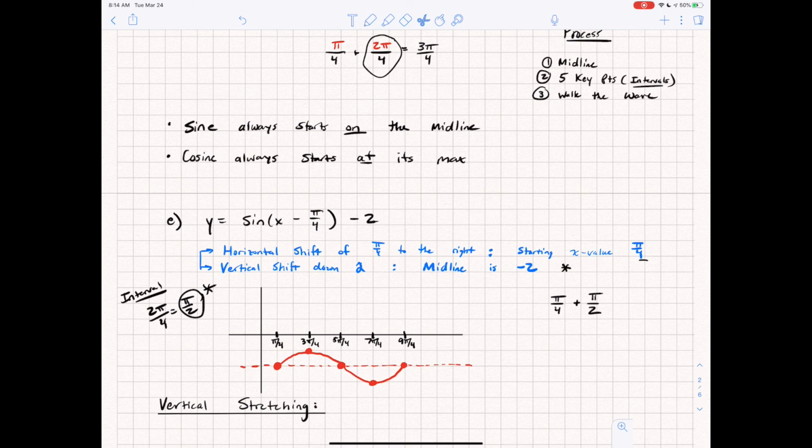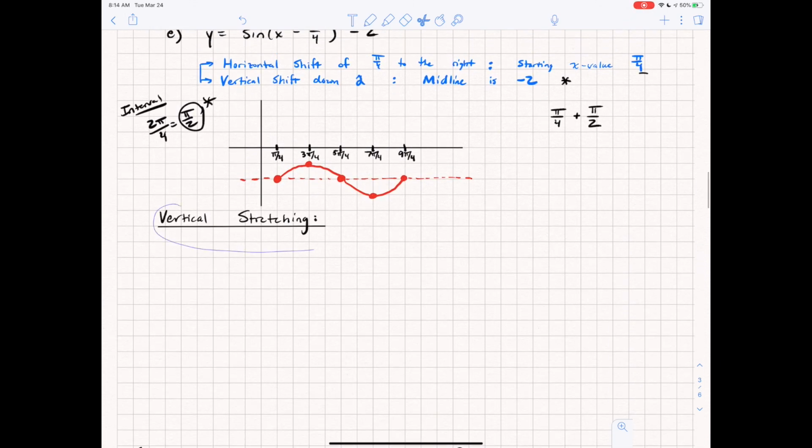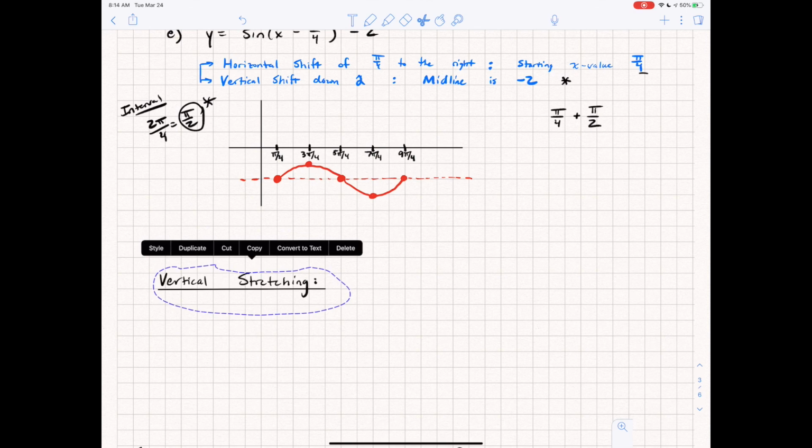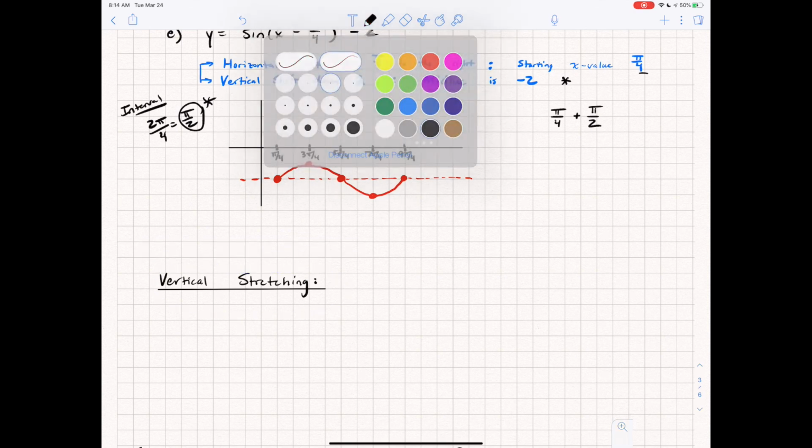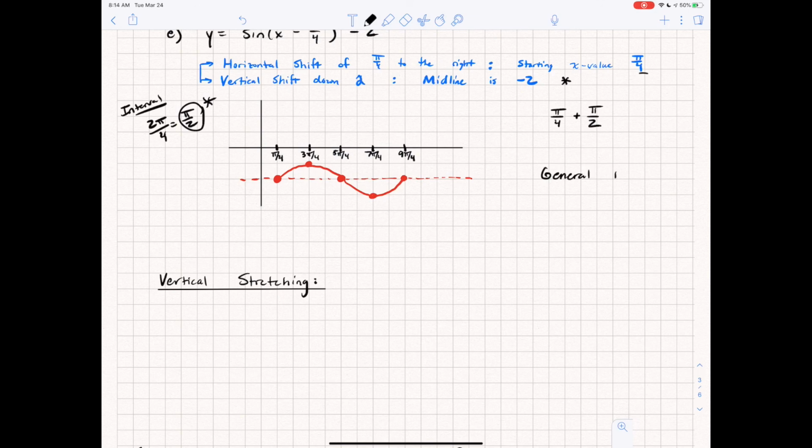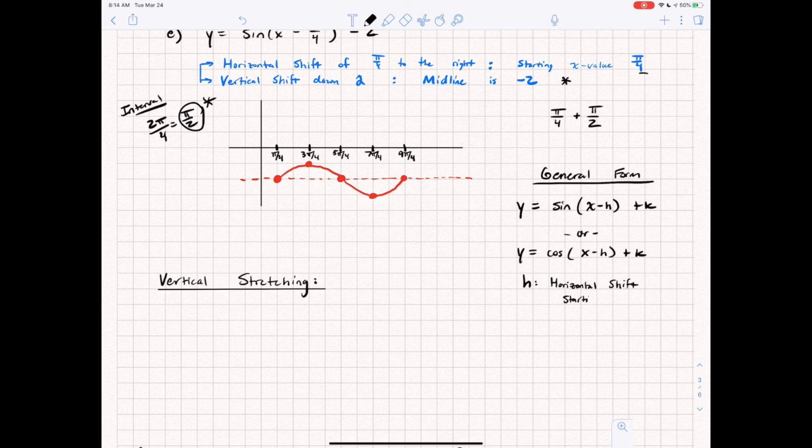All right, now with this, we essentially then have a general form being made. And this is what we're going to continuously kind of add to. For right now, we have y is equal to sine of x minus h plus k, or y is equal to cosine of x minus h plus k. H represents the horizontal shift, which we translate as my starting x value.